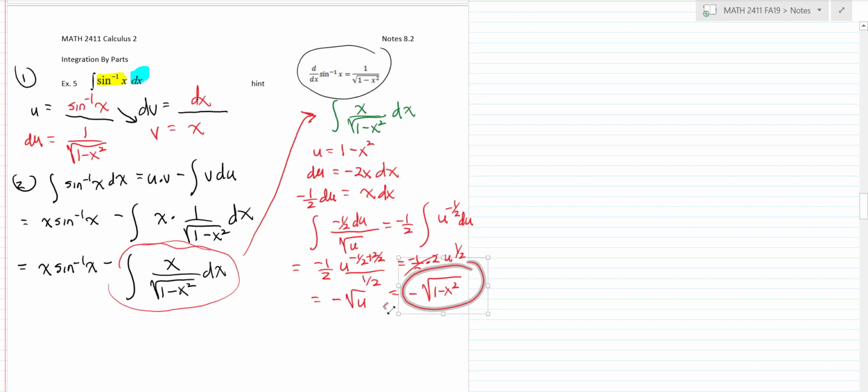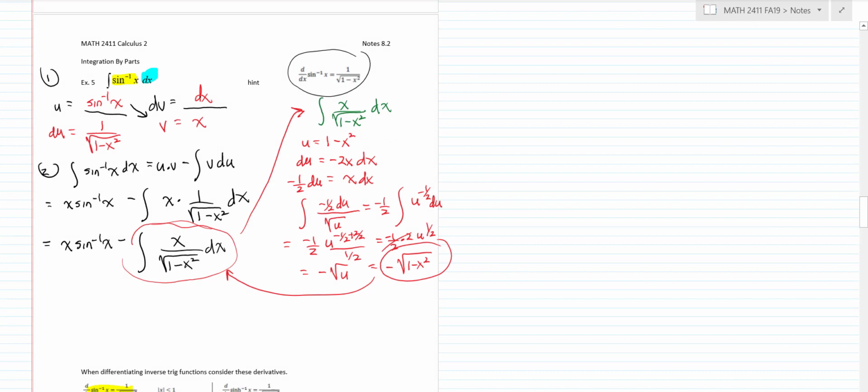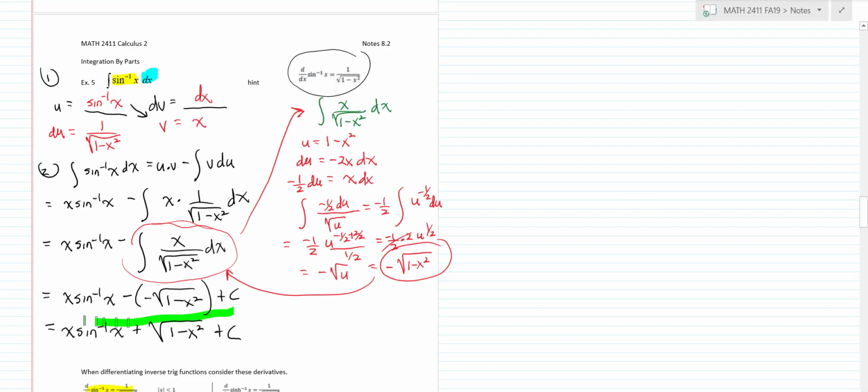All right, so that's what we get. So again, you got to kind of go over at the side of your paper sometimes and work stuff out. Now we're ready to put this all together. So just coming back here, we have x inverse sine x minus the answer to that integral, which is negative square root of 1 minus x squared plus c. So that's x inverse sine x plus square root of 1 minus x squared plus c. All right, and that would be the solution to that problem.